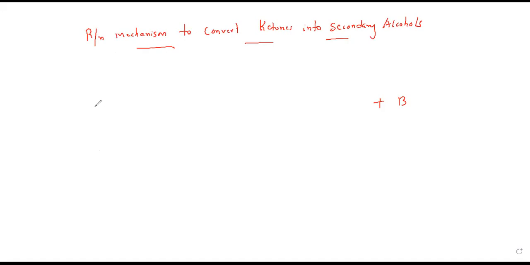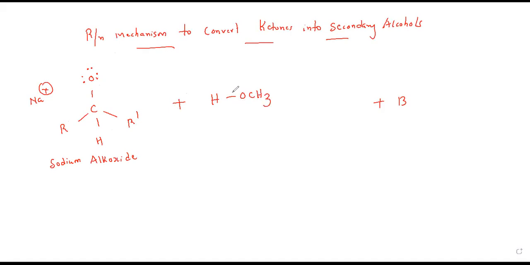I'll write the structure of the alkoxide here: carbon with oxygen, 3 lone pairs of electrons, followed by R, H, R. So this is the sodium alkoxide you got in step number 1. This sodium alkoxide, I'm going to react with a solvent called methanol. To understand the mechanism, I'm going to write the formula for methanol in this way: CH3O single bond H.